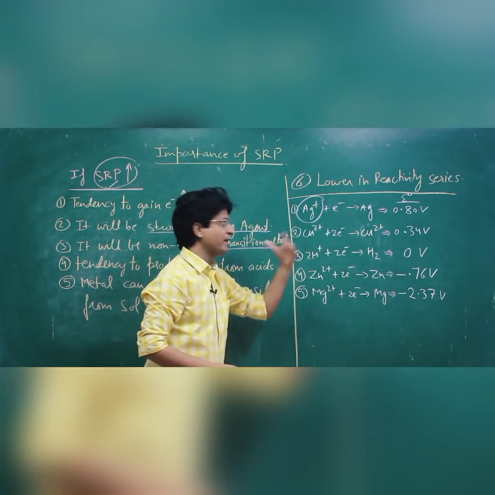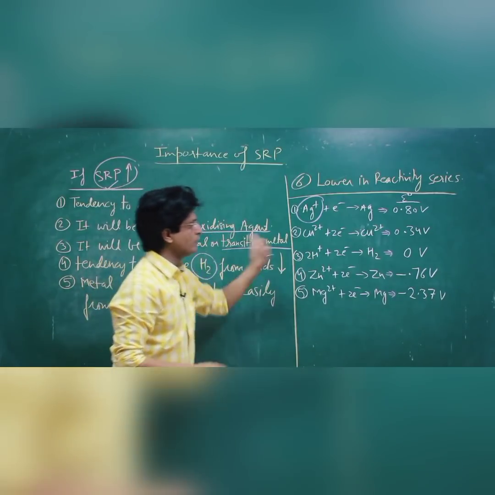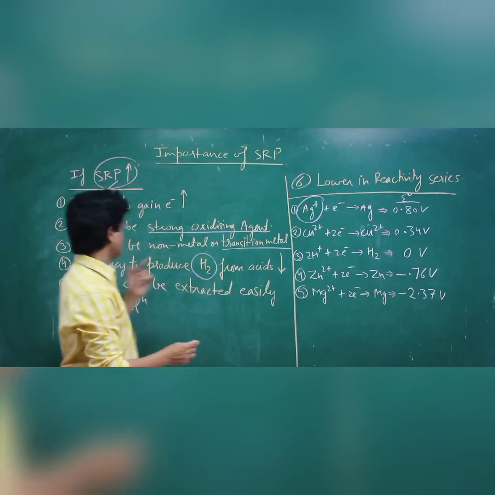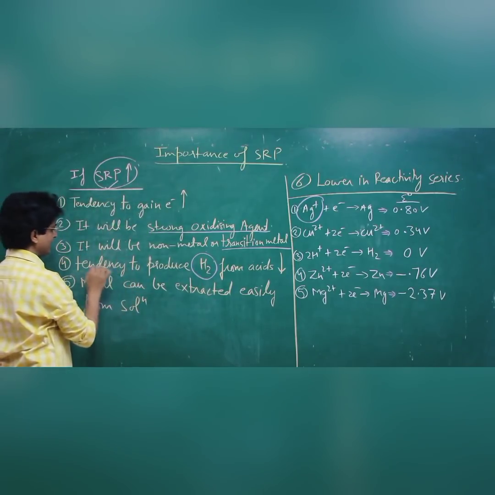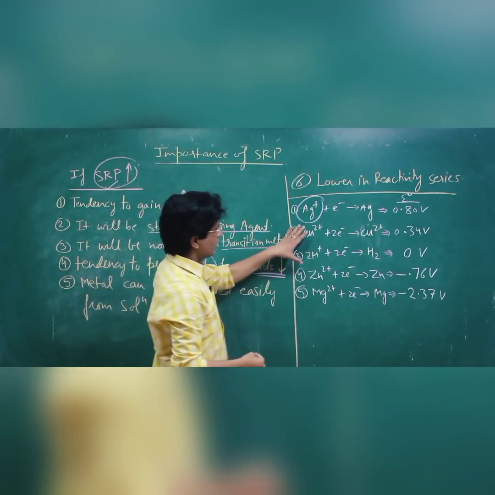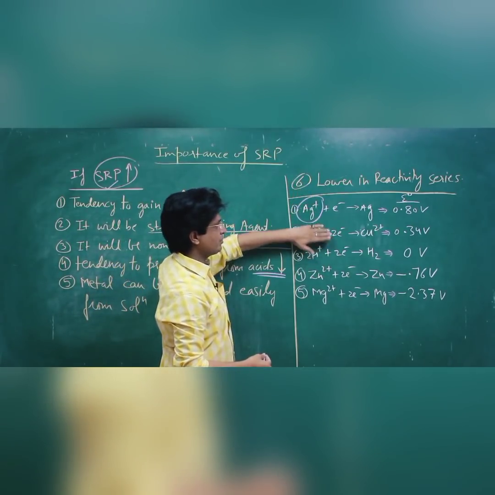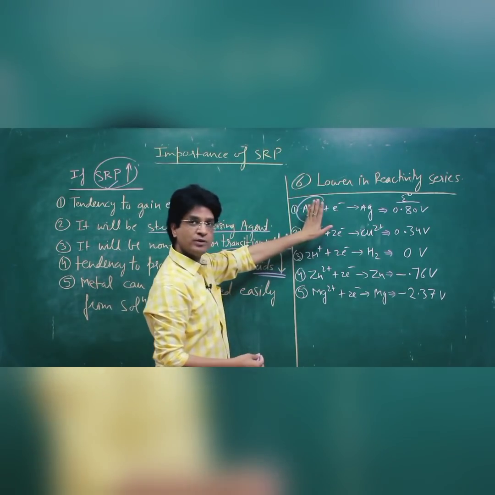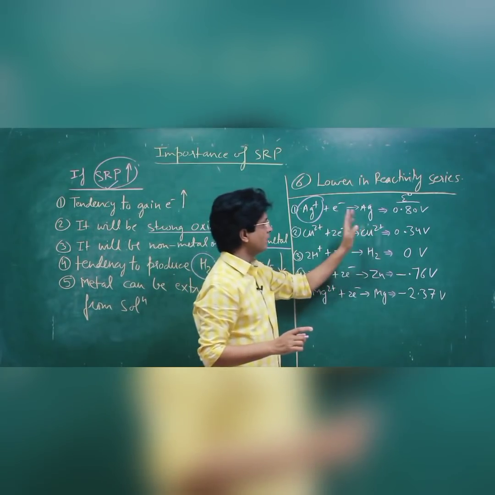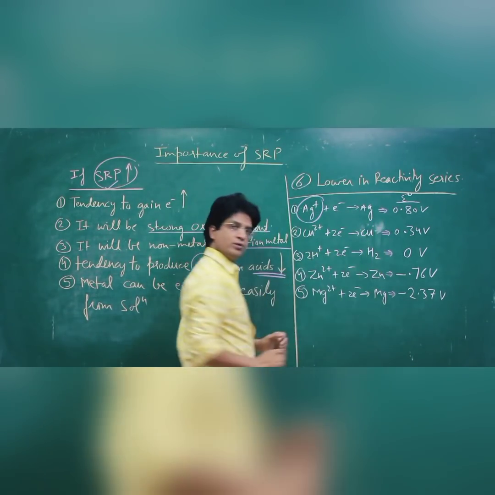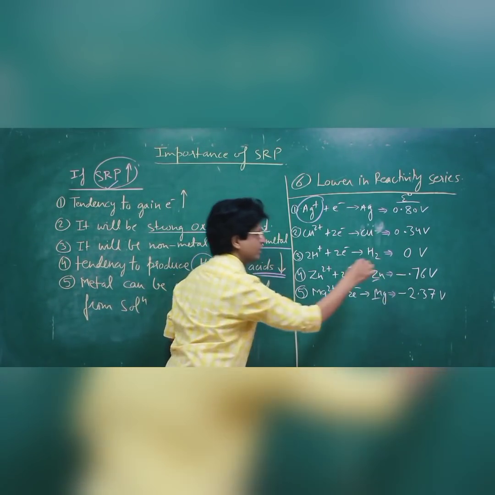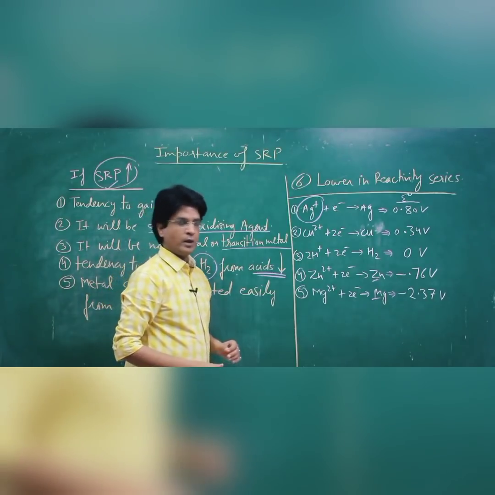If I ask you which of the following will produce hydrogen when they react with acids, I told you that if the SRP is higher, the tendency to produce hydrogen from acids is lower. In fact, the elements which are above hydrogen in the SRP table will not produce hydrogen. So Ag plus and Cu plus, or you can say Ag and copper, will not produce hydrogen when they react with the acids. Only zinc and magnesium will produce hydrogen.